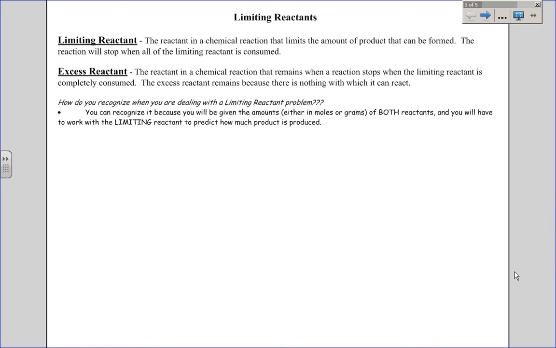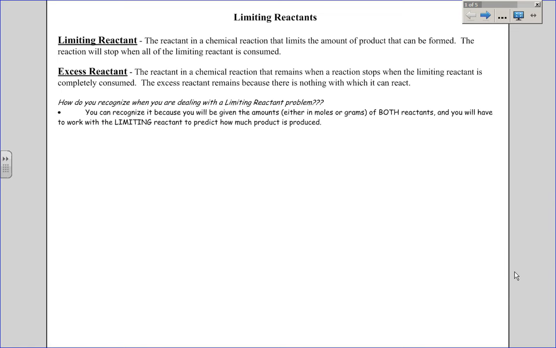The excess reactant, which can be more than one, the same as the limiting reactant, which can be more than one, is any reactant in a chemical reaction that remains when the reaction stops. So once the limiting reactant has been consumed and no more product is being formed, if there is leftover of one particular type of reactant, then it is referred to as an excess reactant. And we can determine how much of it is left over.